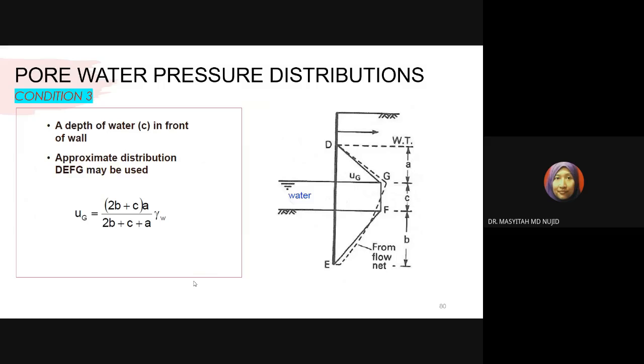Water pressure distribution for condition 3, the condition where the depth of water at the sea is in front of the wall. Okay, right now you can see some conditions here. The water level may rise to some depth of sea.